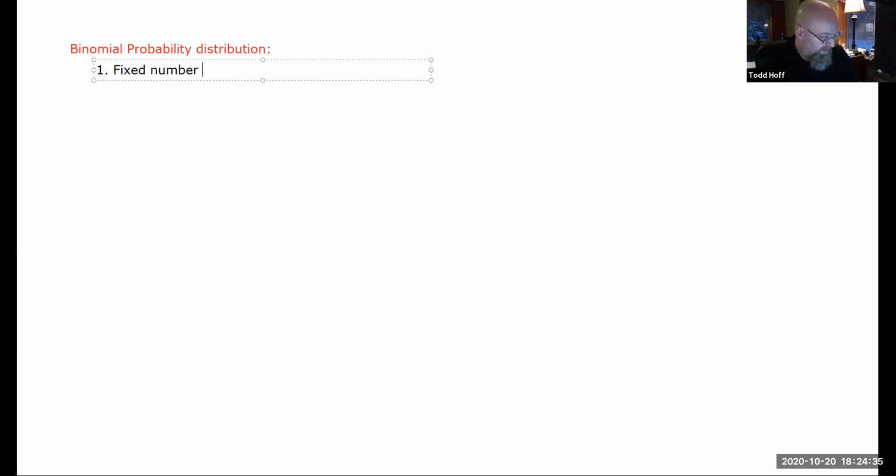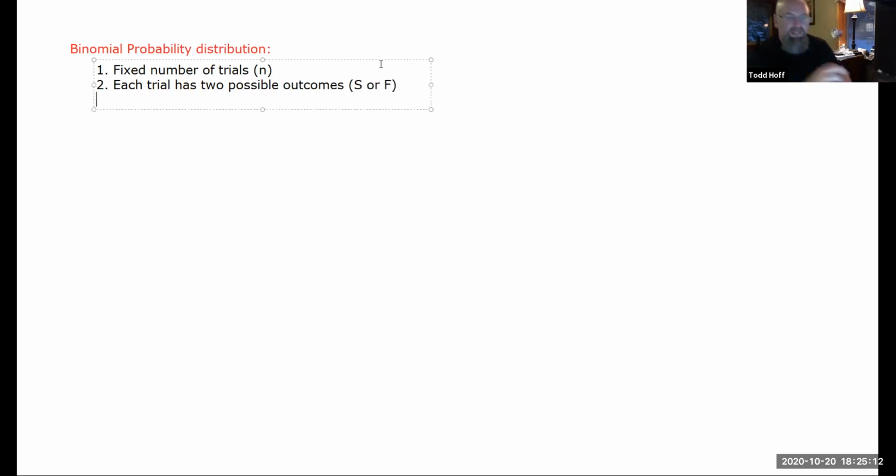In a binomial experiment, there's a fixed number of those trials. We're repeating that simple experiment a fixed number of times. We determine before we start how many times we're going to do it. That number is n. Second requirement is each trial, each simple experiment, has two possible outcomes: a success or a failure.